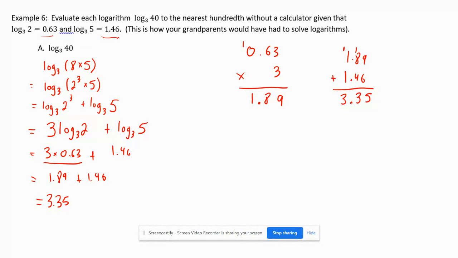But on my calculator, if I just go math, log base 3 of 40, it looks like we did lose a bit of accuracy. Since this was a rounded value and this is a rounded value, we got 3.35, but this would have rounded to 3.36. Had we had more decimal places for these, we would have gotten a closer answer. But this is how logarithms were evaluated back in the day, before calculators were readily available.